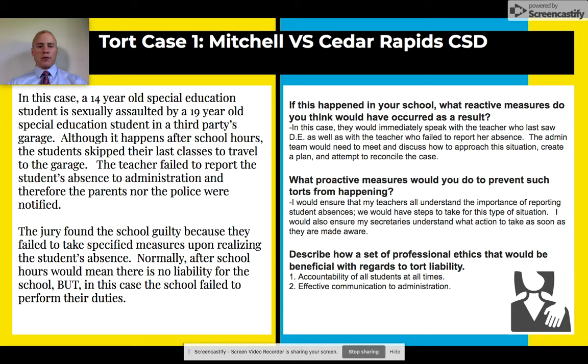The jury found the school guilty because they didn't take the specific measures and perform their duties that they're supposed to. Normally, after school hours, it wouldn't fall under the school, but they failed to report things that they should have.